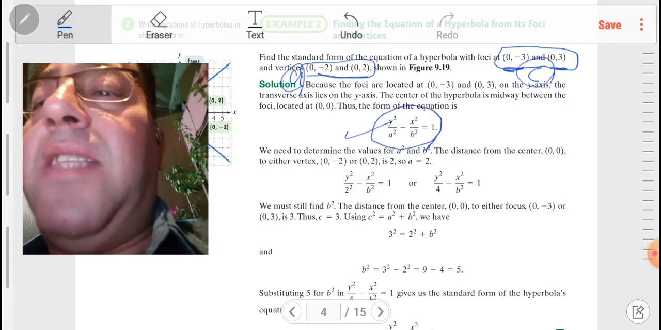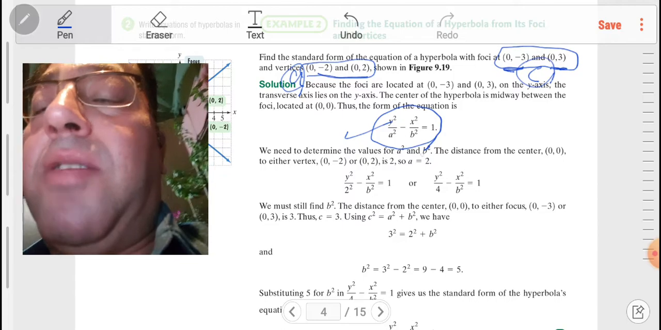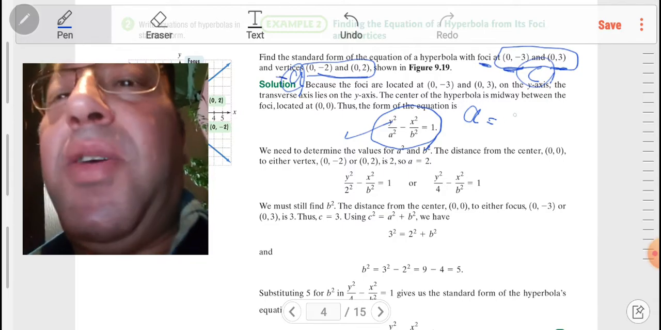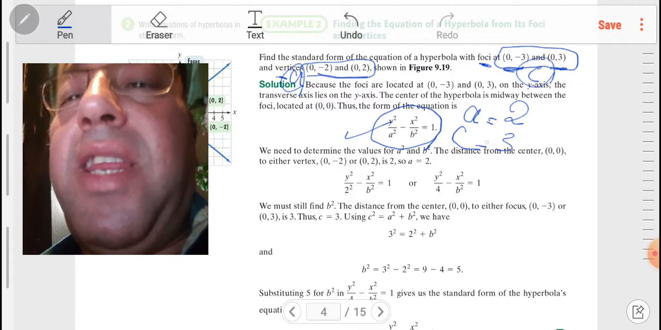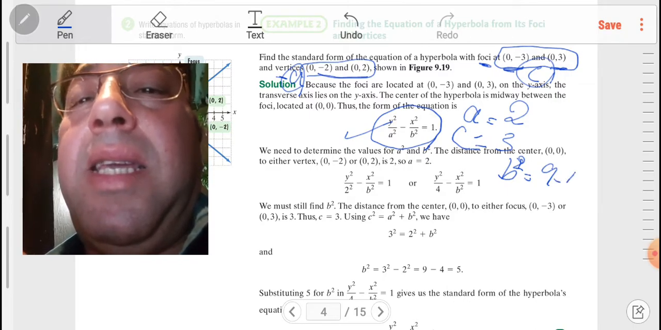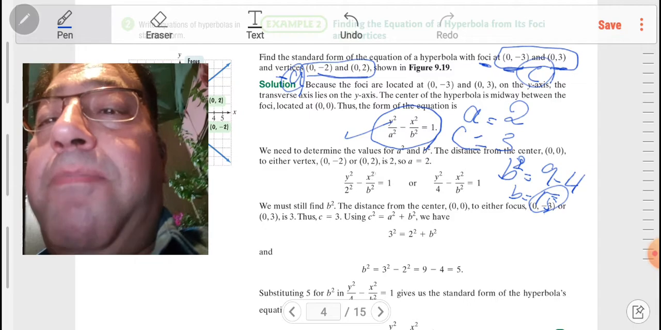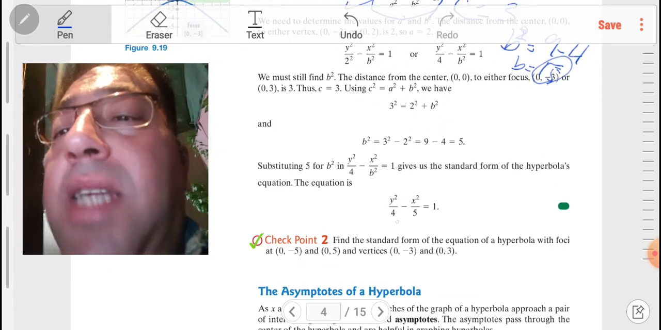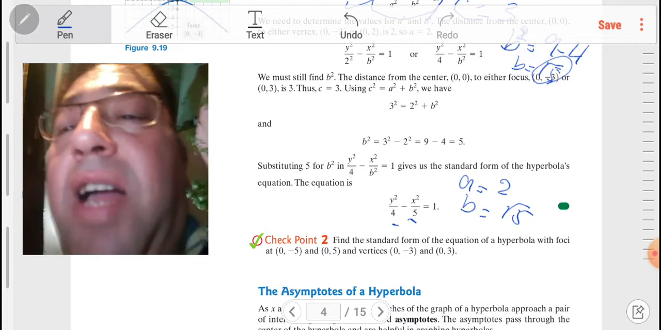Don't forget, this is the standard equation for any vertical hyperbola: start with y instead of x, and don't forget the subtraction between. Now we have A. Here is the word foci, here is the word vertex. So A is the vertex, 2 units. C equals 3 units. B squared is C squared minus A squared, so B equals radical 5. So the equation becomes y squared over A squared, and A was 2, minus x squared over B squared, and B was radical 5.